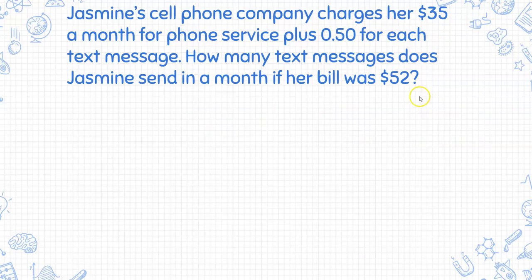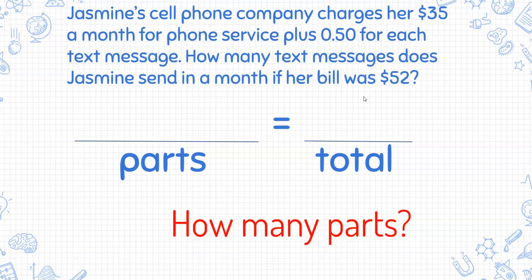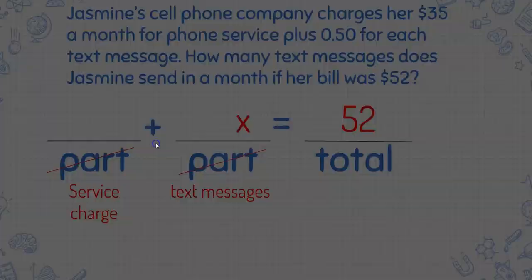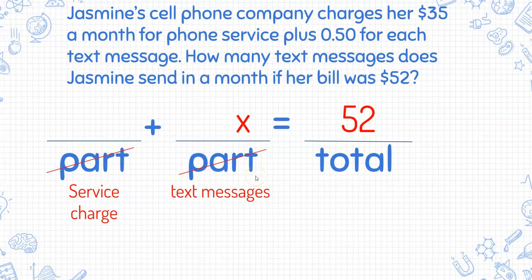Alright, so moving to the next slide, we also need to determine what the different parts are for this equation. I can see there are two different parts: one part is the monthly charge of $35 for the service, and another part is the number of text messages she's sending. So a part plus a part equals a total. My first part is the service charge, and my second part is the text messages part. And it's going to equal $52 total because her total bill was $52.